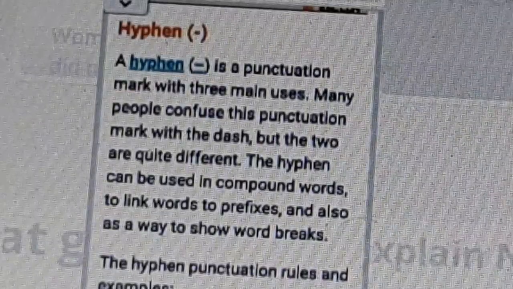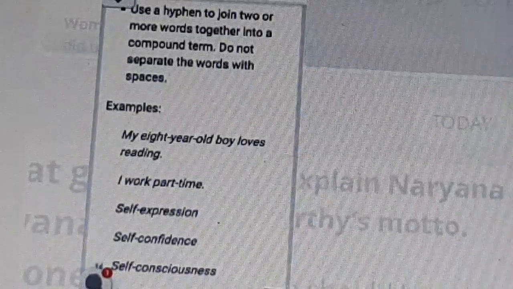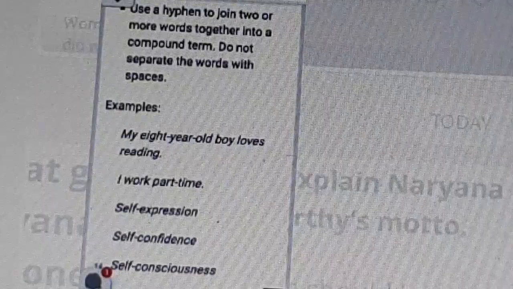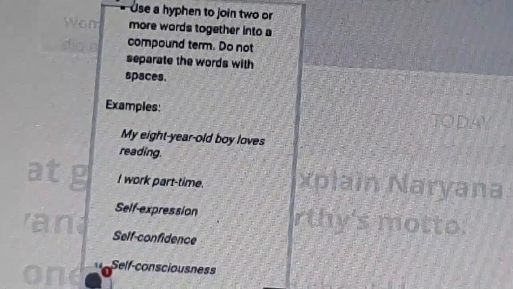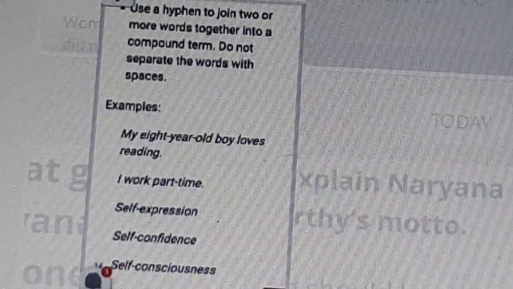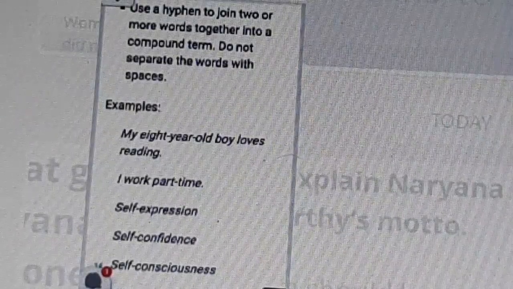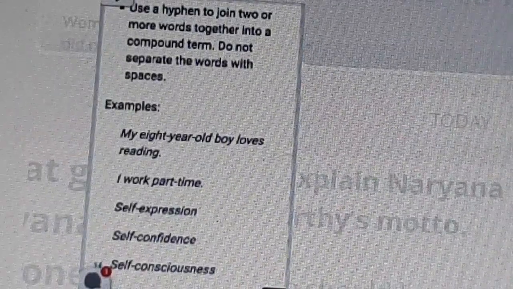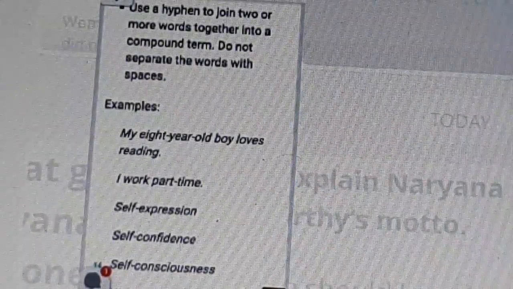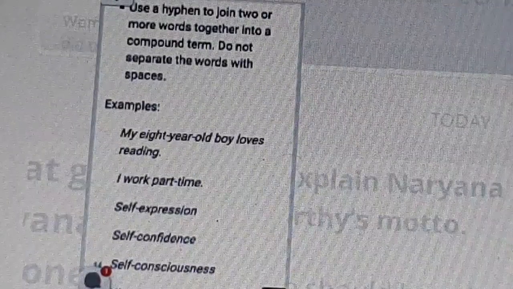Use a hyphen to join two or more words together into a compound term. Do not separate the words with spaces. We put a hyphen between 8-year-old. Okay, this is the compound word. I work part-time. Here part-time is the compound word.